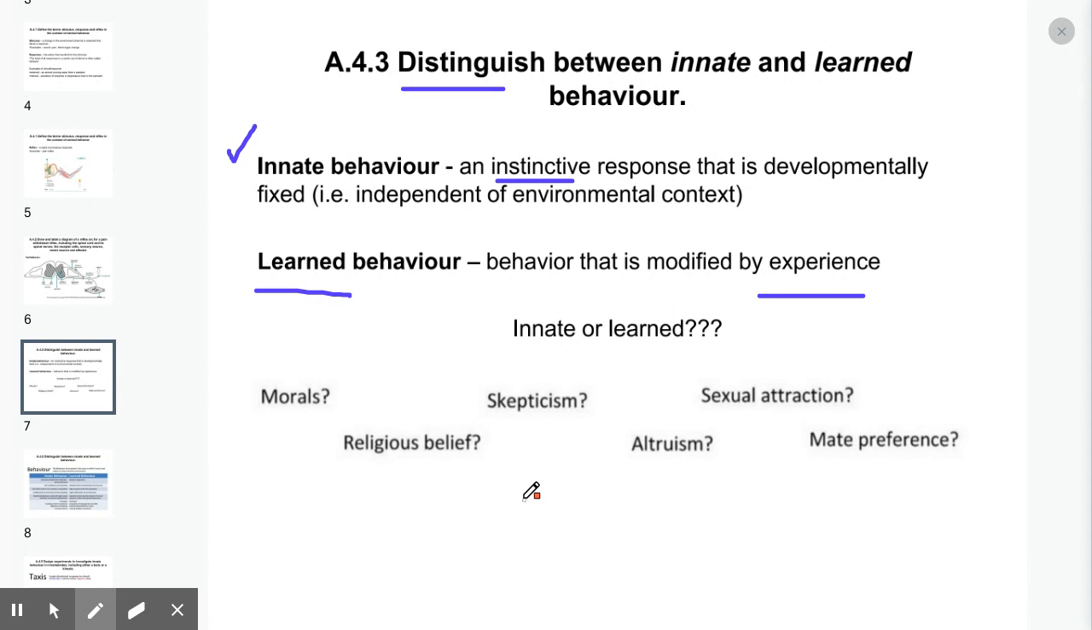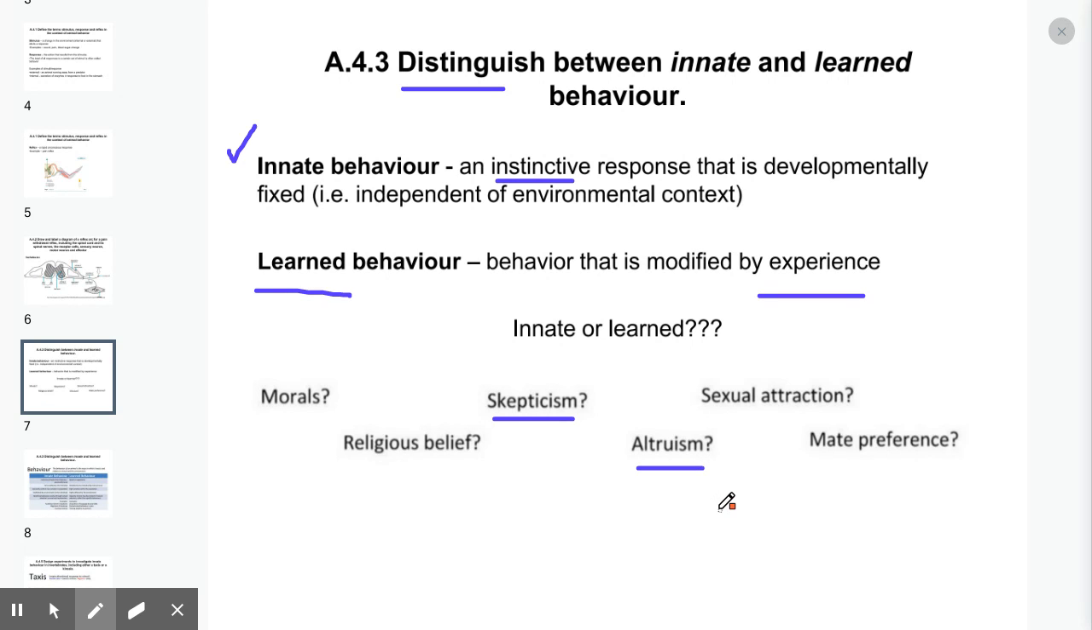So I have a couple examples down here, and yeah, your morals. Are you born with knowing what's right and wrong, or do you learn that? Not so easy, right? Skepticism. Skepticism is like, I don't really trust that. Are you born with a non-trusting personality? Is that encoded in your genes to protect you? Or do you learn that?